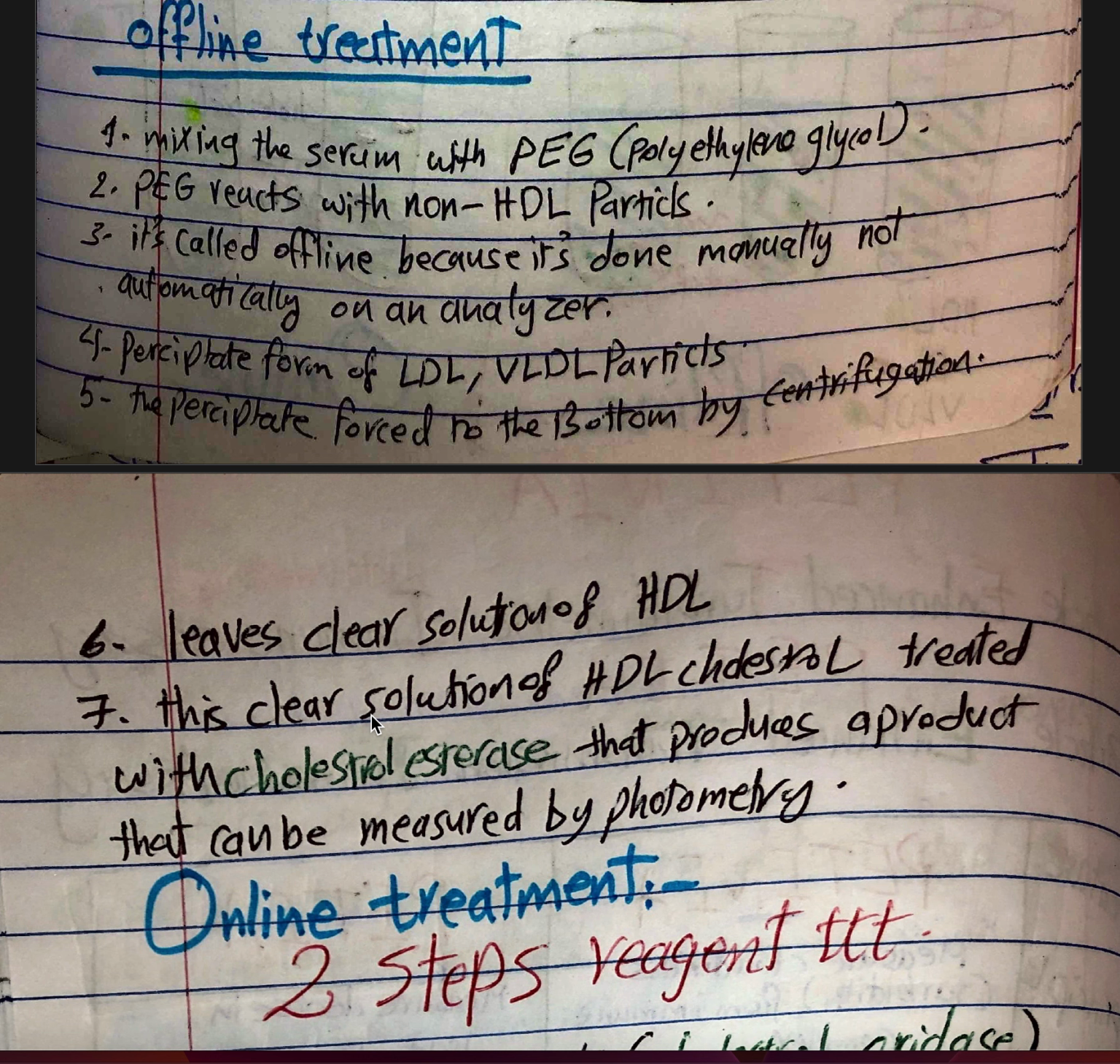Then what we can do is treat it. That's why I said treatment, because it will be treated by the cholesterol esterase. Why do we use cholesterol esterase? It acts on the high density lipoproteins and gives a product that we can measure by photometry. If we could measure the high density lipoproteins directly by photometry, we would use photometry directly, but actually we use the cholesterol esterase enzyme. Why is it called offline? Because it is done manually, and then we automatically put it in the analyzer.